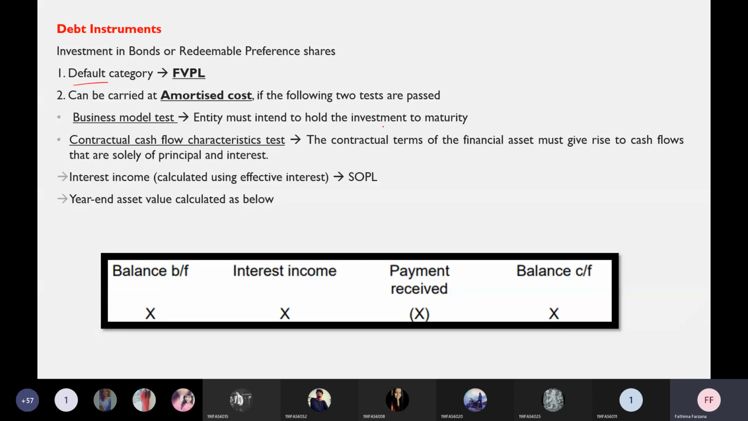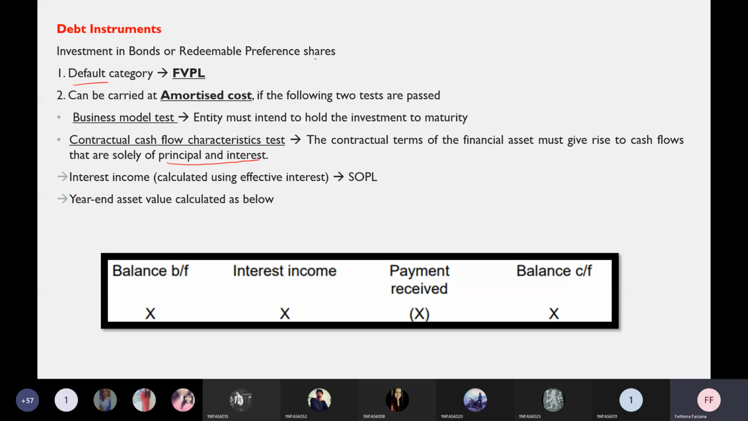Number two is the contractual cash flow characteristic test. That is, the contractual terms of the financial asset must give rise to cash flows that are solely of principal and interest. There should be some increase in the cash flows. That is, principal plus interest should be there. If both tests are passed, then only you can carry at amortized cost.